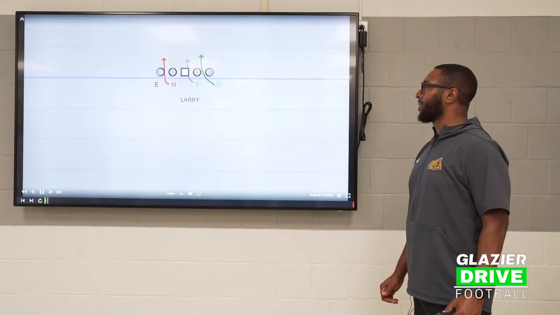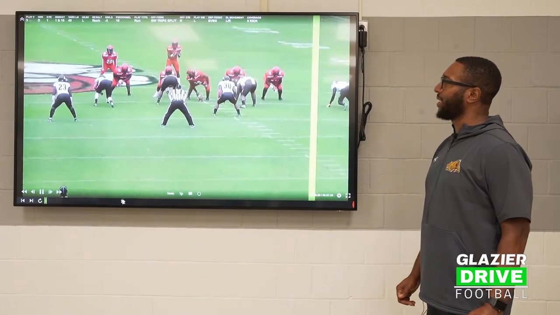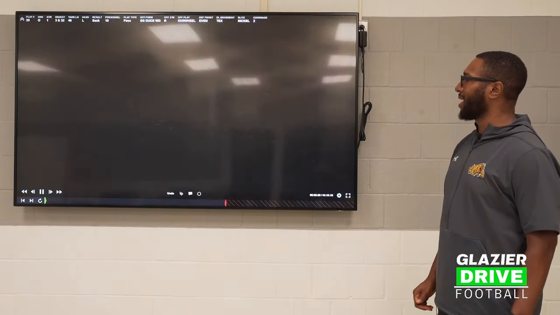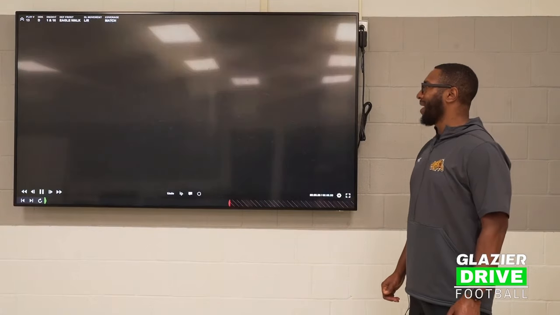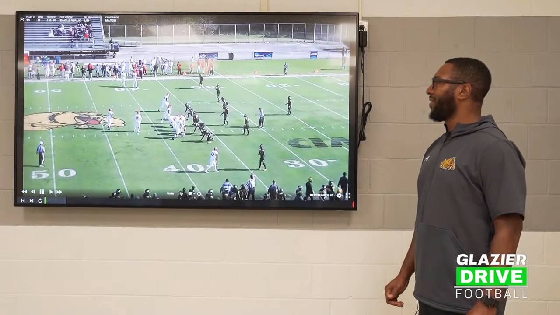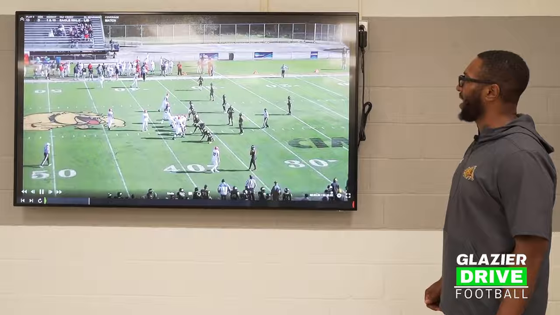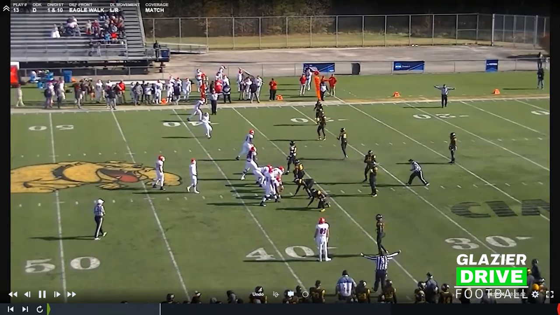Hey, sometime we'll call it based on the formation. Sometime we'll call it based on who's in the game, down and distance. Our linebackers do a good job of identifying the formation, identifying the situation, and making the appropriate call.